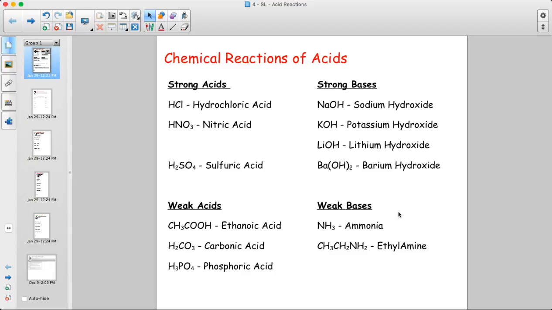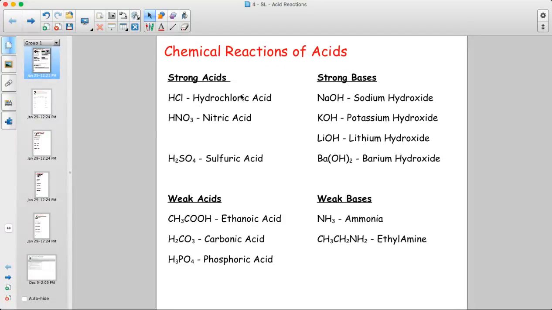Okay, the chemical reactions of acids. I suppose technically it's going to be chemical reactions of acids and bases, but you mainly look at a bunch of different reactions that acids undergo, and one of those reactions is with bases. So we'll just call it the chemical reactions of acids.